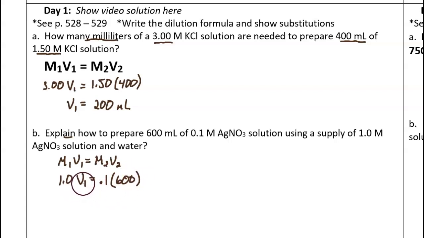It looks like to get V1 alone, we need to divide by 1.0, but when you divide by 1, it doesn't actually change anything. So 0.1 times 600 makes 60 milliliters. Now, just because we have this number does not mean we're done, because we're asked to explain how to create the solution. So the explanation could be something like this.